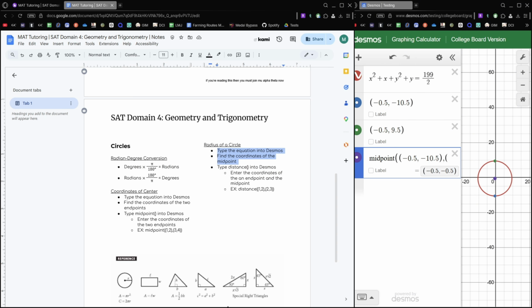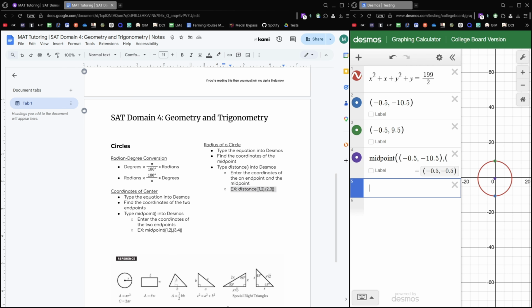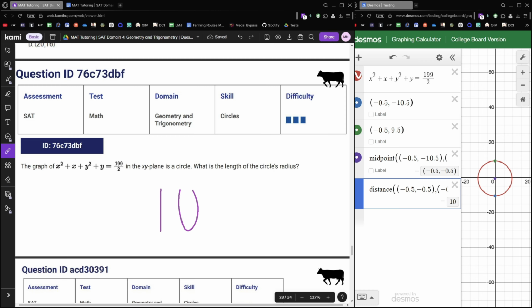And now our next step is to find the distance between the midpoint and one of our endpoints. So we're going to type in distance. And then our first point will be the midpoint, so we can just copy that. Put a comma. And then now we can choose either one of our endpoints. It wouldn't matter. I'll just use this bottom one. And we get that the length of the radius would be 10. So that means our answer will be 10.